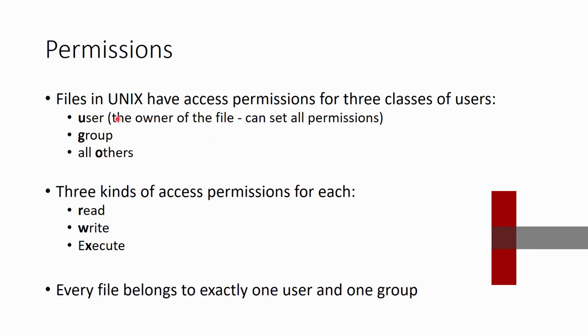The user is the owner of that file, which can set all permissions. Don't confuse the term owner here with others. That's why we use user, group, and others instead of owner. We don't want to get those confused. There are 3 kinds of access permissions for each one of these classes: read, write, and execute, RWX. And every single file belongs to exactly one user and at the same time to exactly one group.